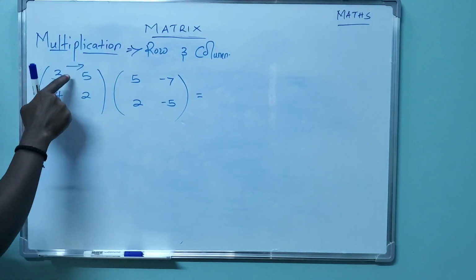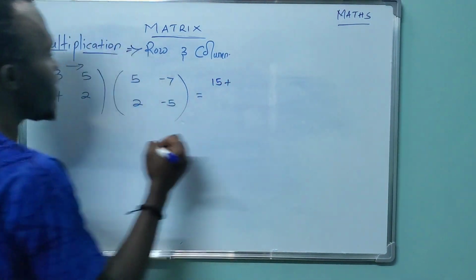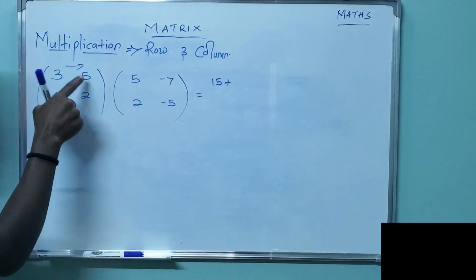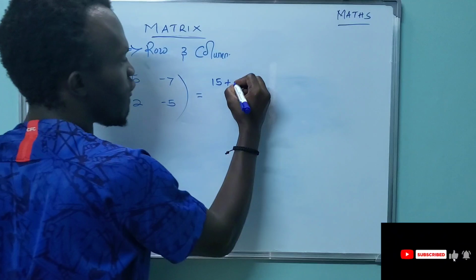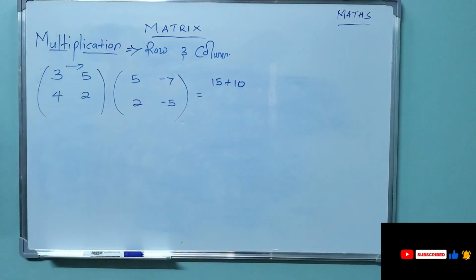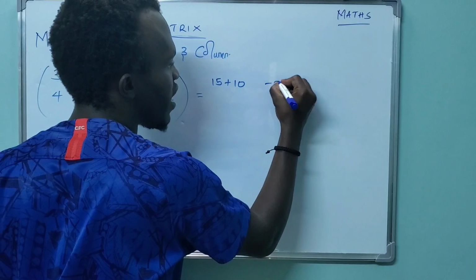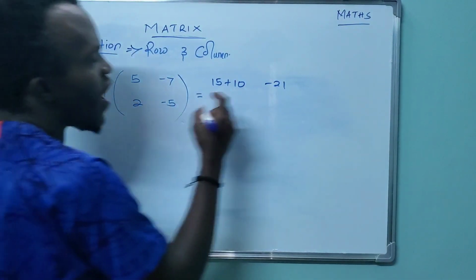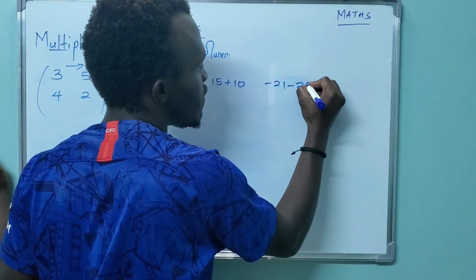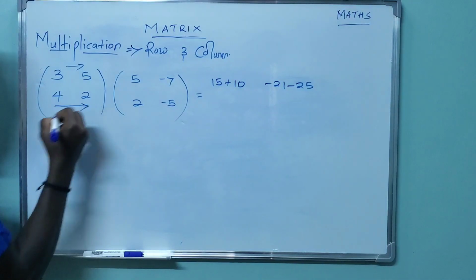So let us begin. 3 multiplied by 5, that is going to be 15, plus 5 multiplied by 2, sorry about that, 5 multiplied by 2, we are going to have plus 10 there. Then we go again, 3 multiplied by -7, we are going to have there -21. Then 5 multiplied by -5, we are going to have there -25. And we are done with the first row for our answer. We go to the row below.